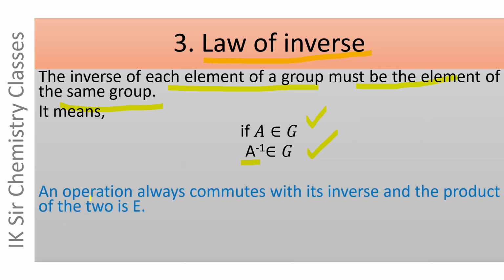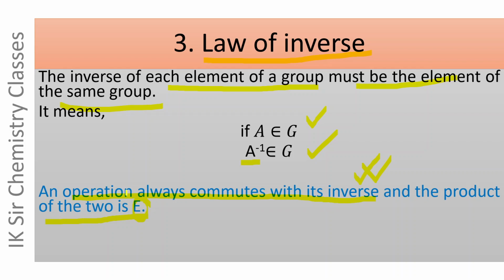An operation always commutes with its inverse, and the product of the two is E. Any element of a group commutes with its inverse, and the product of these two is equal to E, the identity element.